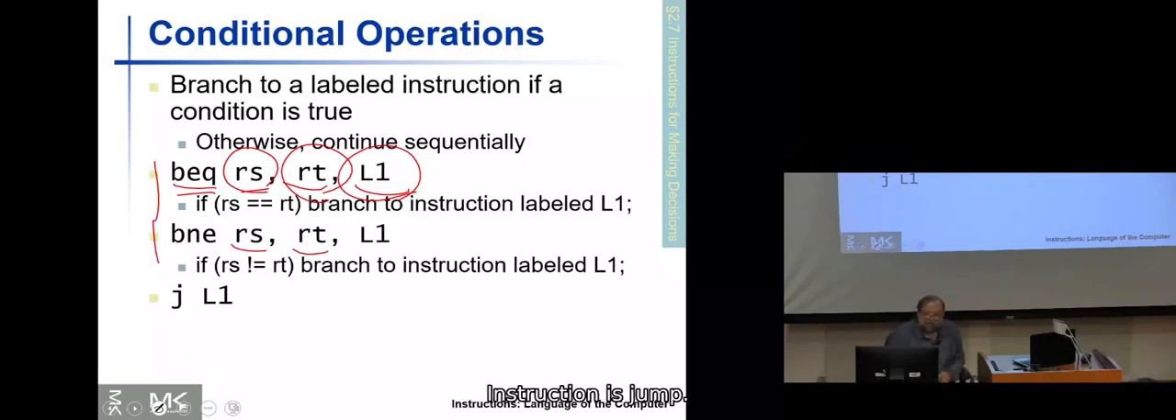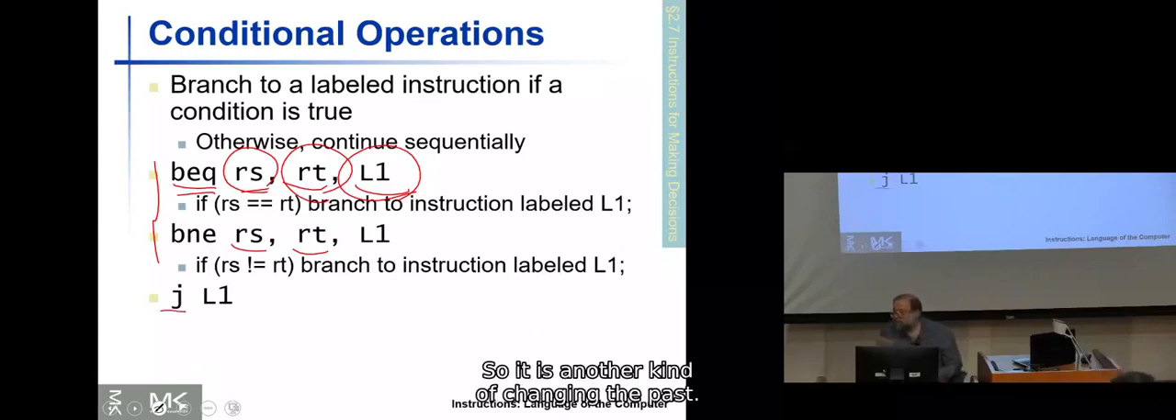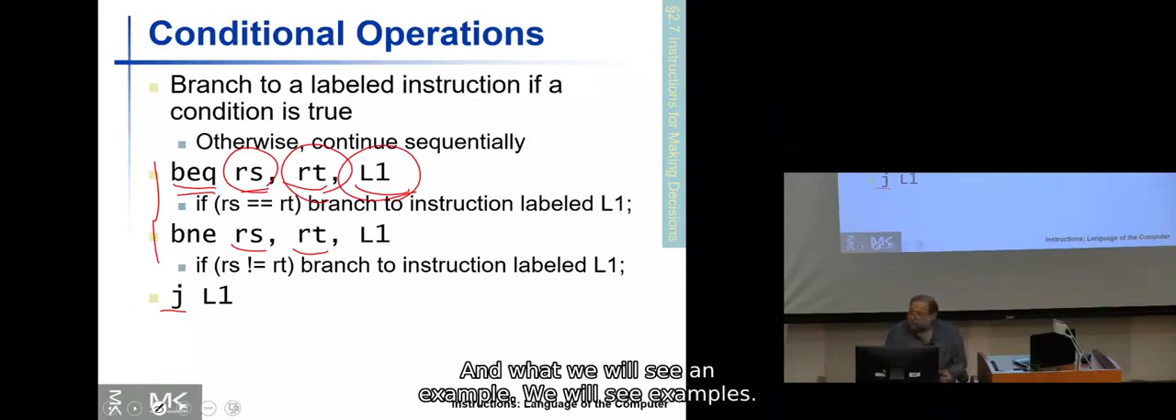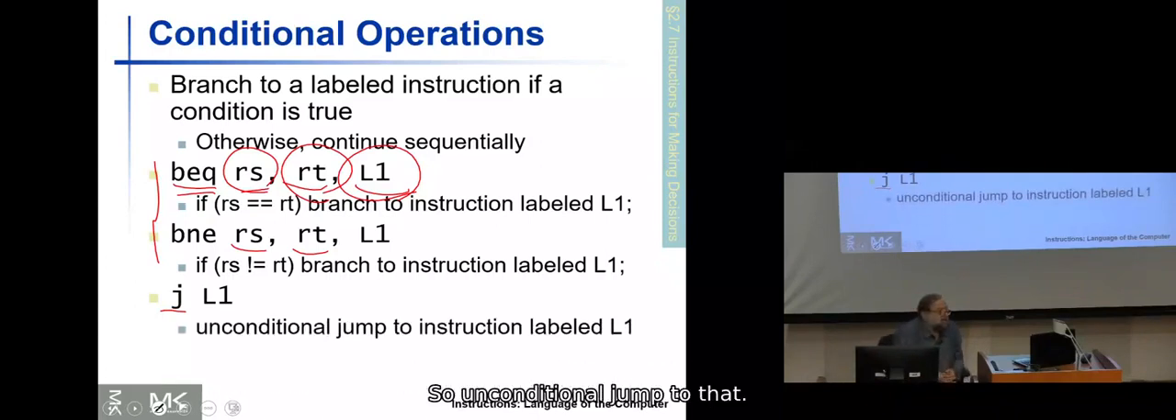The other instruction is jump. It is another kind of changing the path. It is the control instruction that changes the path of the execution, and it is unconditional. No matter what, when the program reaches this instruction, it goes to L1. Wherever L1 is, you will see what L1 is. Now you might not have an idea what L1 is, what a label is, but we will see examples. So, unconditional jump to that.